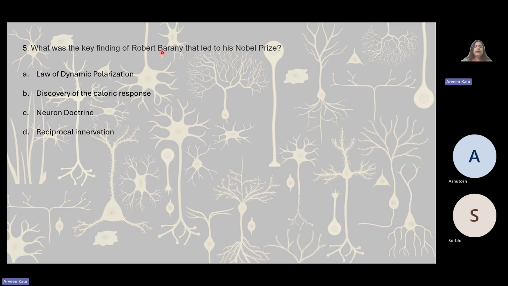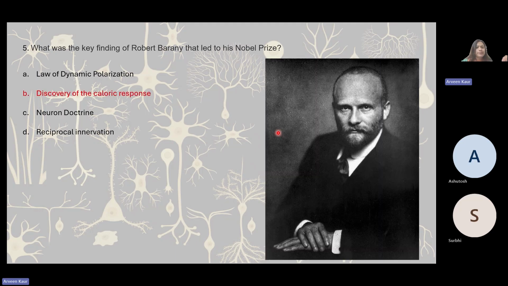What was the key finding of Robert Barany that led to his Nobel Prize? So, Robert Barany was also a Nobel Prize winner, right? Was it the law of dynamic polarization, or discovery of the caloric response, or neuron doctrine, or reciprocal innervation, right? So as I pointed out in the previous discussion, it is going to help you in the next question. Discovery of the caloric response, or the Barany test.